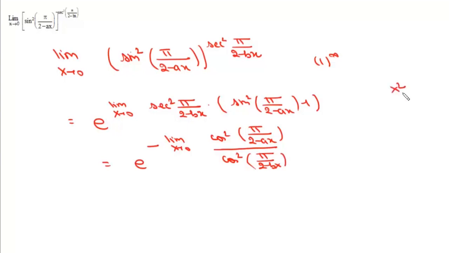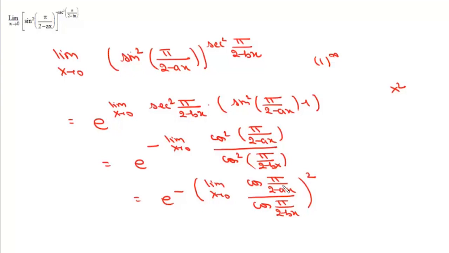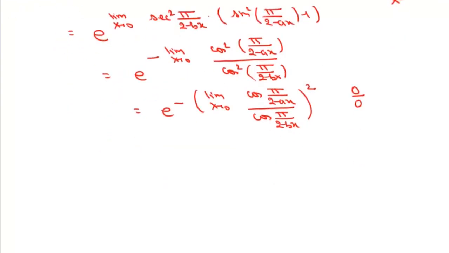Now the square is a continuous function, so we can take this limit inside. So we can write e to the power minus, and then this limit x tends to 0 of cos of pi upon 2 minus ax upon cos of pi upon 2 minus bx, whole square. Now if we look at this limit, this is cos pi by 2, which is 0, and the denominator also is cos pi by 2, so it will again be 0, so it is 0 upon 0 form. Now we can use L'Hopital's rule.